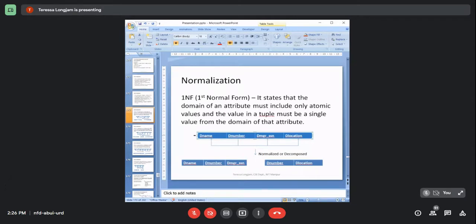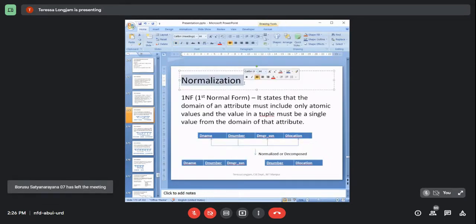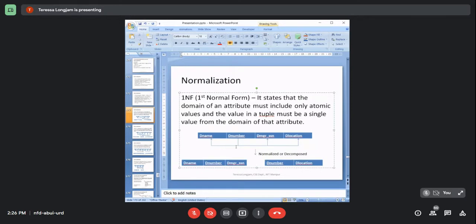So in order to bring it into first normal form, you need to perform normalization. That means we are going to perform a decomposition. How are we going to normalize or decompose it? We are going to use the concept of functional dependency. We have only a single functional dependency here: D number can determine D name, D MGRSSN, and also D location. So this is the only functional dependency we have here.